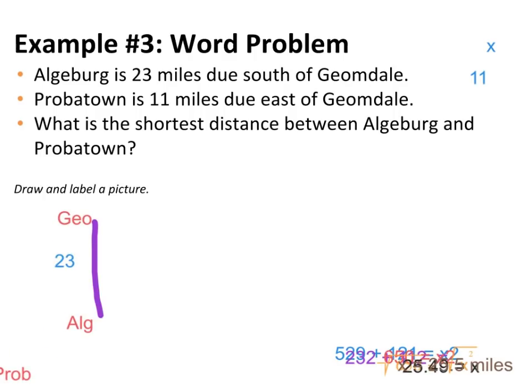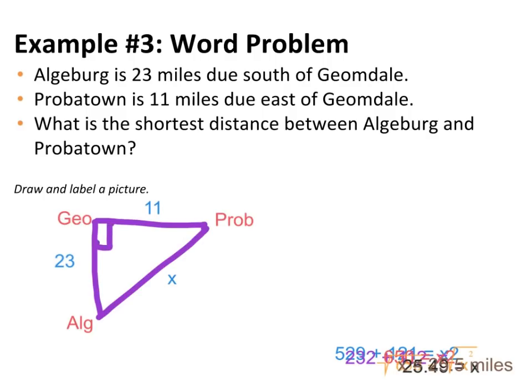Then it says that I'm going to go 11 miles due east of Geomdale. East is over here, and that's going to be 11 miles. And then I'm going to connect the two, and that's going to be Probtown there. And Probtown, we don't know the distance, so we're going to call that X. Now, my picture's not the greatest, but we're going to assume that it's the right triangle here, had I done a better job drawing. So the piece that I'm missing is the hypotenuse.